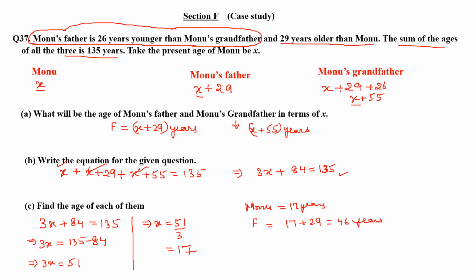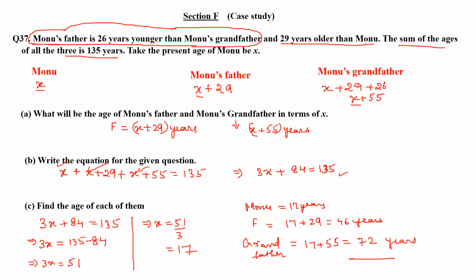And Monu's grandfather's age will be x plus 55, which is 17 plus 55, and that will give you 72 years. And if you add all the 3 ages, 17 plus 46 plus 72, you are going to get 135 years altogether. Okay, so this is the first case study question.